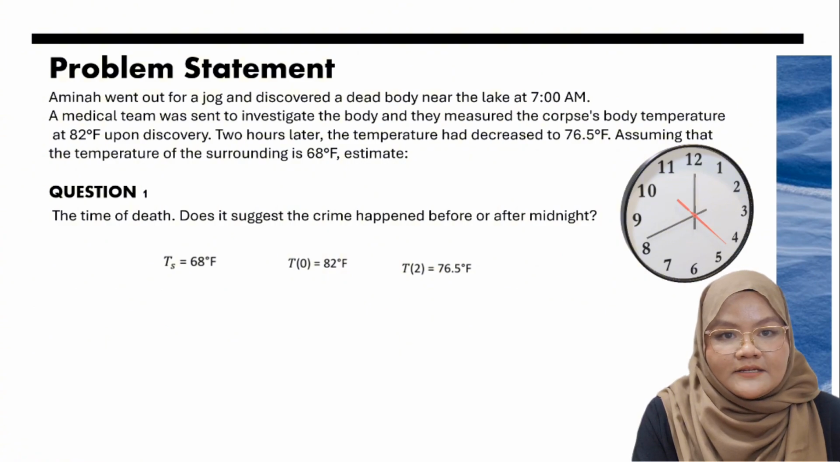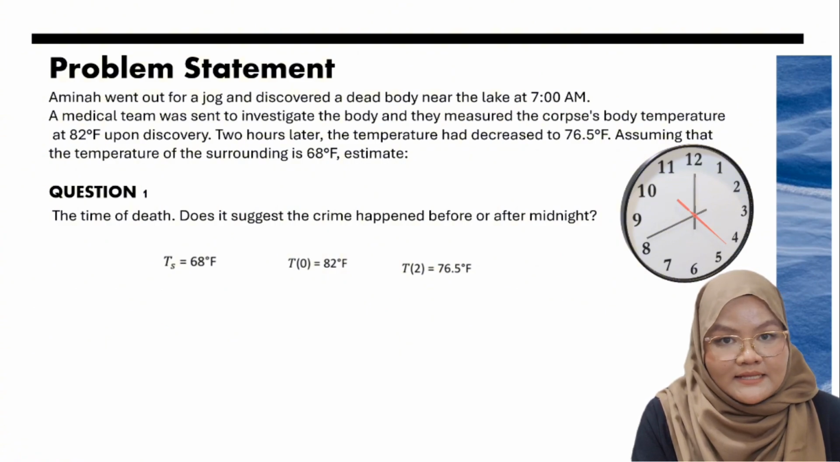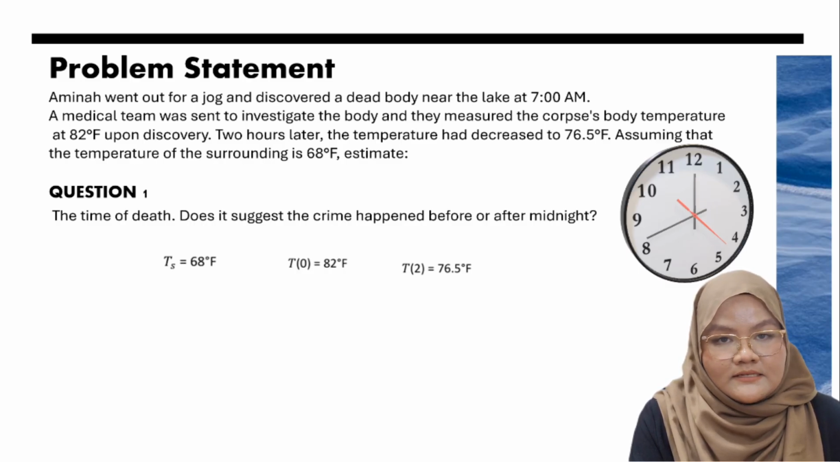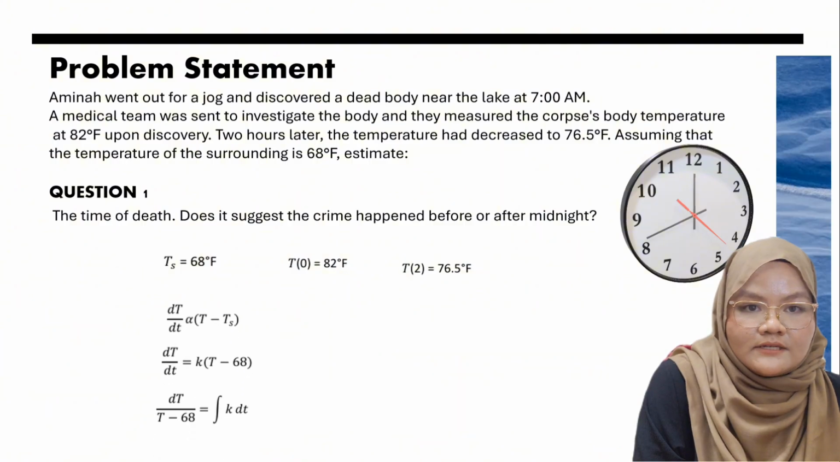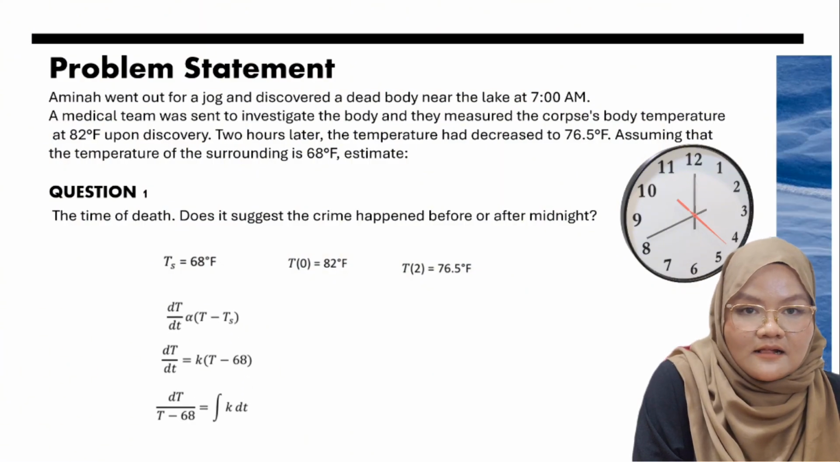So let's identify the known values from the problem statement. Ts, the temperature of the surrounding area, is 68 degrees Fahrenheit. T0, the initial temperature when the body was found, is 82 degrees Fahrenheit, and T2, which is the temperature after 2 hours, equals 76.5 degrees Fahrenheit. dT/dt equals alpha (T minus Ts). Replace alpha with constant k and we get dT/dt equals k (T minus 68).